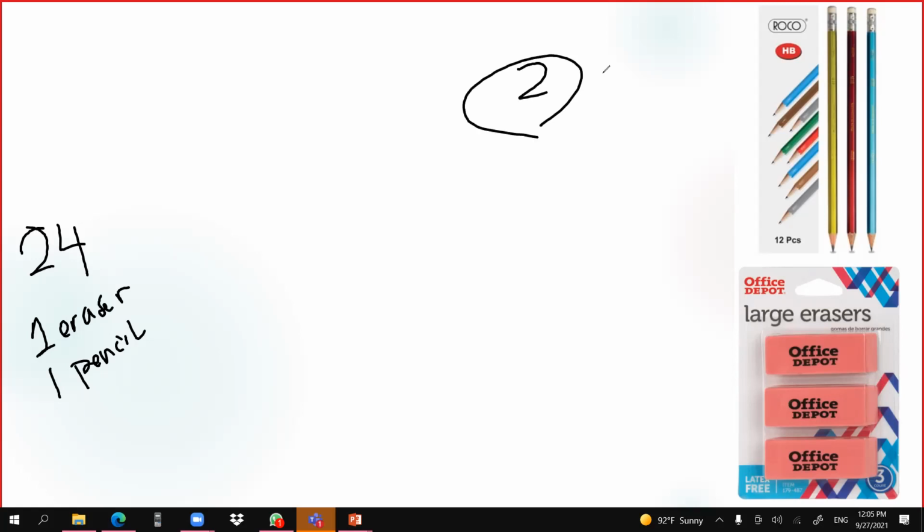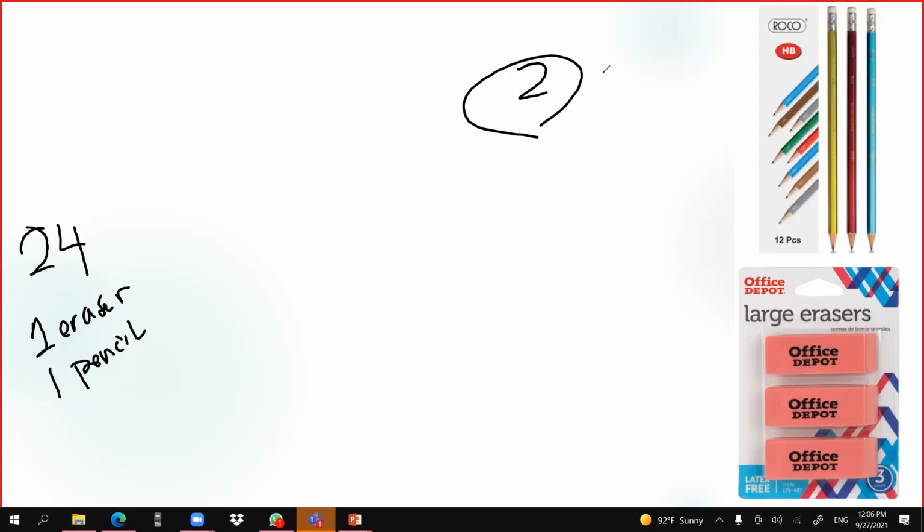Then the erasers are sold by 3. But you want 24. So how many packs will you buy to get 24 erasers? How many? Okay, I will repeat.